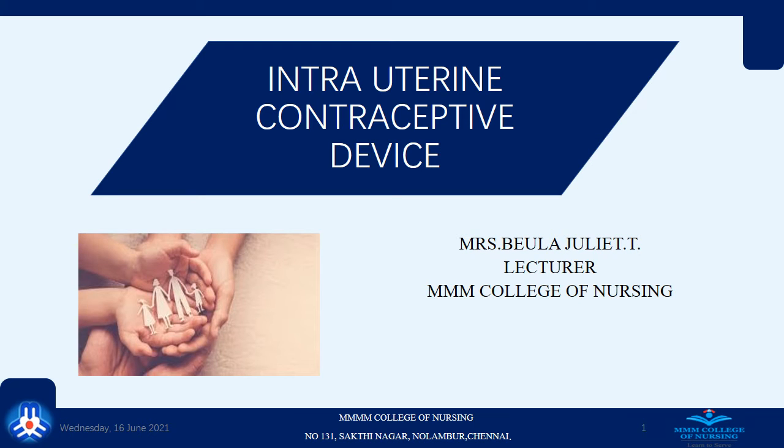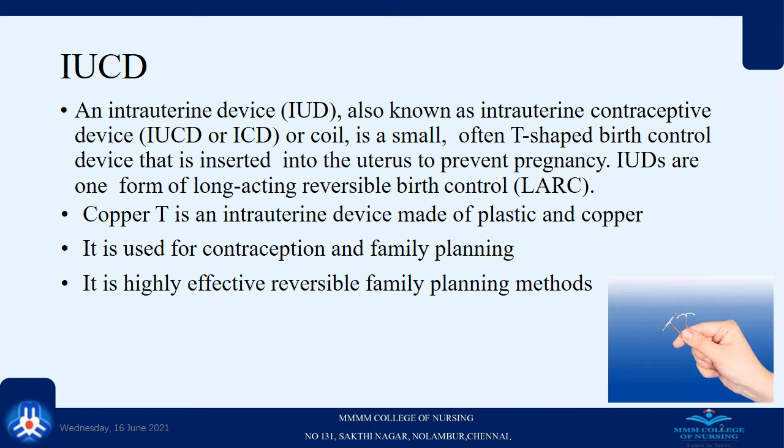Hi everyone. Today we are going to see about intrauterine contraceptive device. It is also known as IUCD. An intrauterine device, also known as intrauterine contraceptive device or coil, is a small, often T-shaped birth control device that is inserted into the uterus to prevent pregnancy. Intrauterine devices are one form of long-acting reversible birth control.